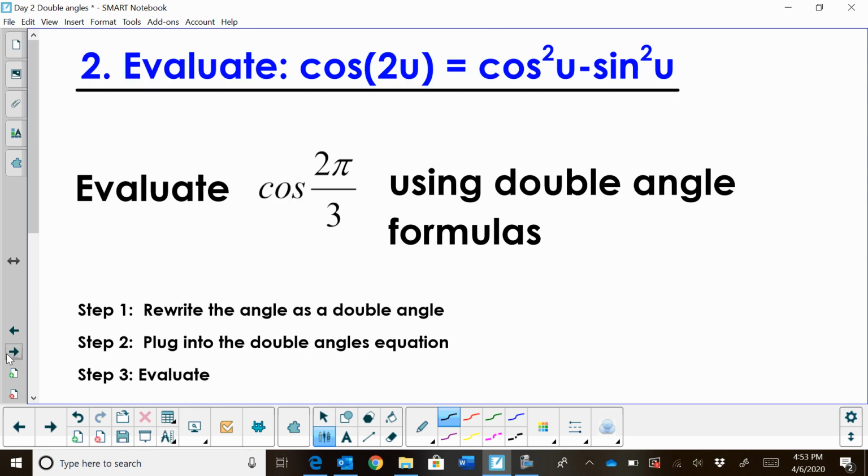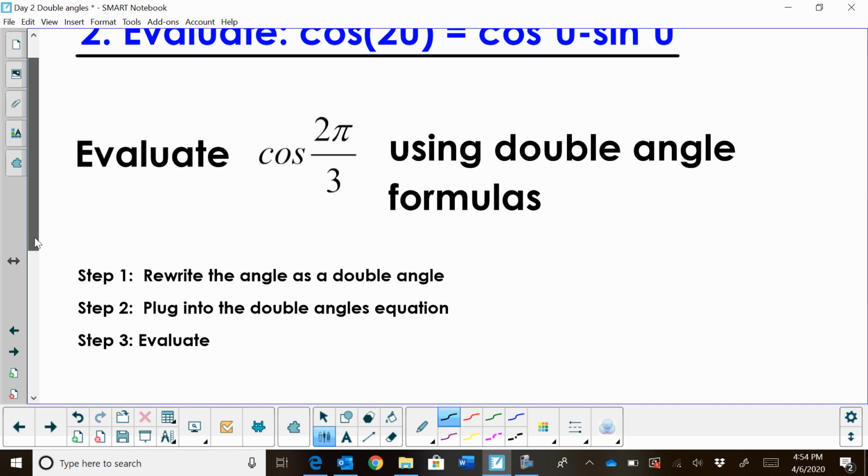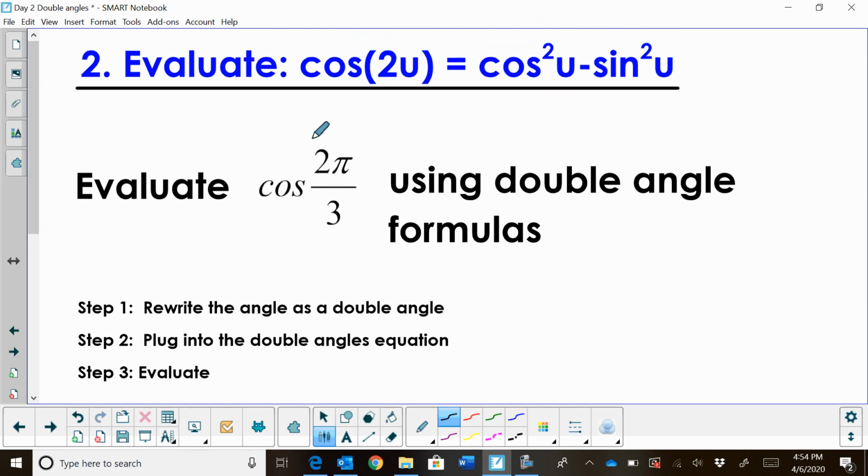Okay, so let's evaluate cosine of 2u. We're going to use cosine squared minus sine squared. This one has more than one form, but that's the one we're going to use. Okay, so we have cosine of 2 pi thirds. Well, we know the answer to that, so we can plot it out before we even start and look at what it should be. 2 pi thirds is in quadrant 2, and cosine is your x direction, which is negative 1/2. So our answer should be negative 1/2 when we expand this.